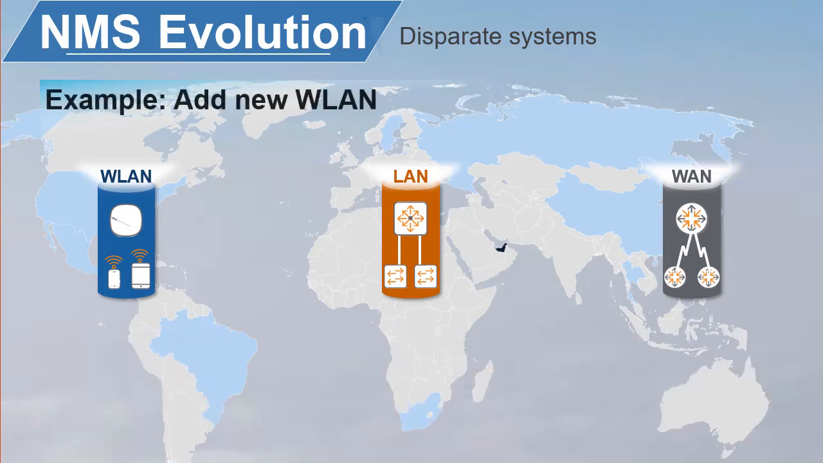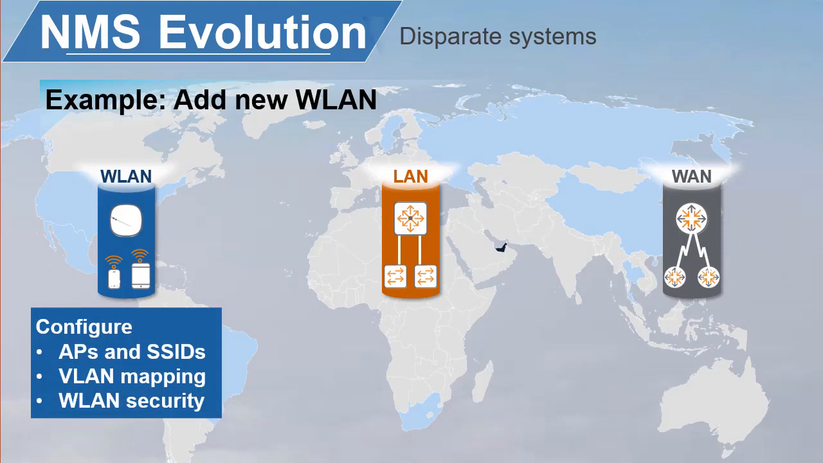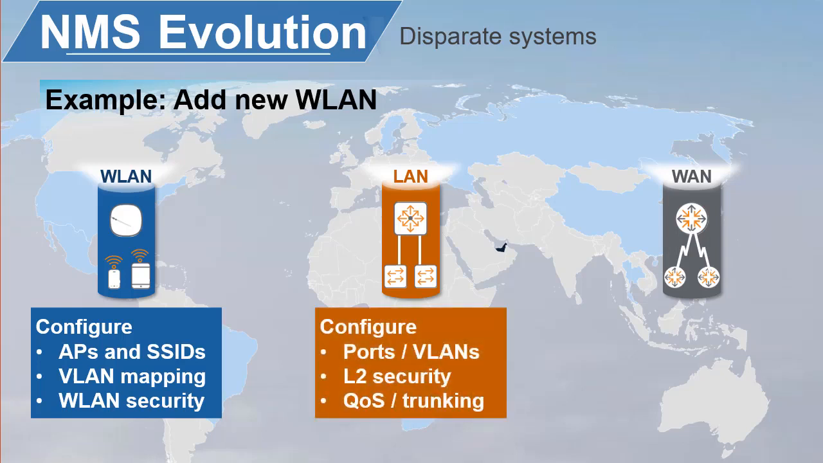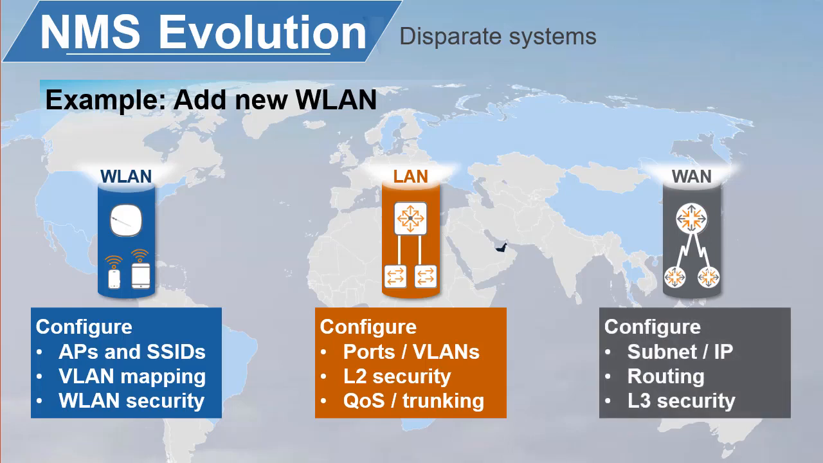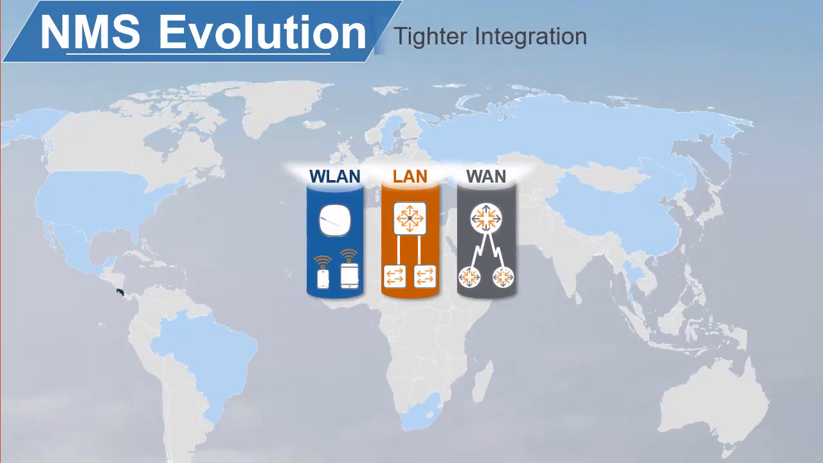Now, the same holds true for configuration management. You want to add a new WLAN, so you access the WLAN system to configure APs, SSIDs, VLAN mapping, and WLAN security. Then access the LAN system to configure ports, VLANs, Layer 2 security, and maybe quality of service, or QoS, and trunking. Then perhaps access the WAN system to accommodate this new WLAN with the appropriate subnetting, routing, and Layer 3 security. This all might be in 3 different tools with 3 different approaches. Now, automation can be built, but you're still stitching together these disparate systems. It's frustrating. The industry is responding with a couple of key approaches.